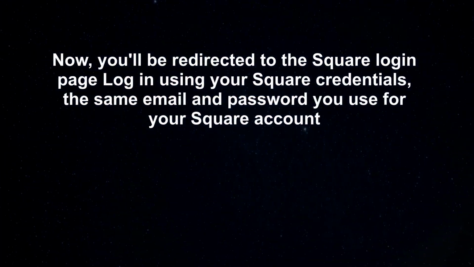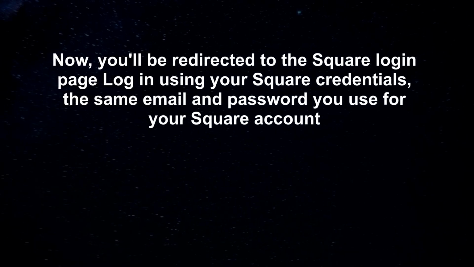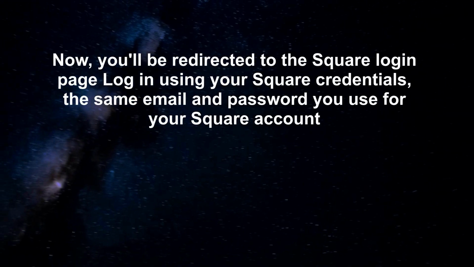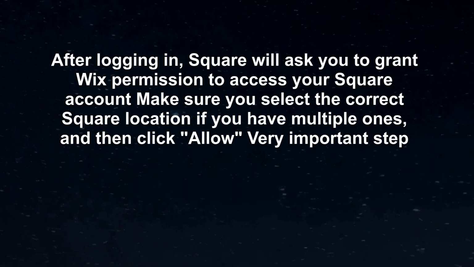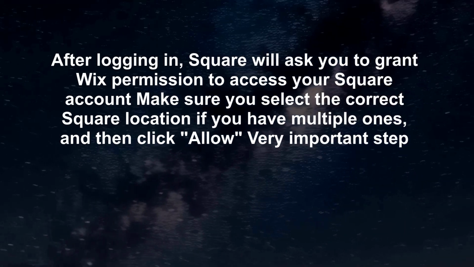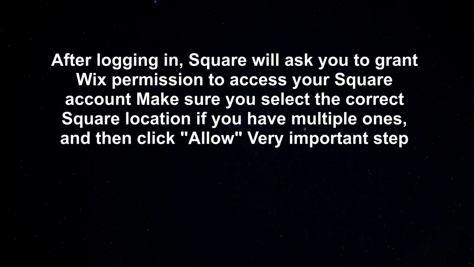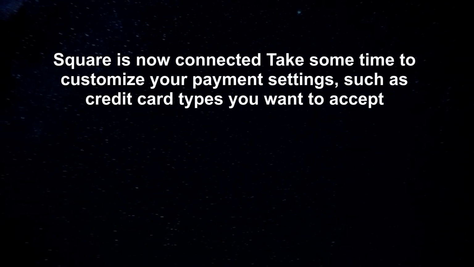Now, you'll be redirected to the Square login page. Log in using your Square credentials, the same email and password you use for your Square account. After logging in, Square will ask you to grant Wix permission to access your Square account. Make sure you select the correct Square location if you have multiple ones, and then click Allow. Very important step. Square is now connected.